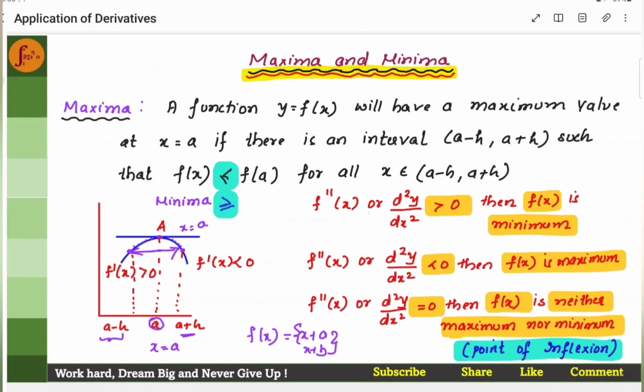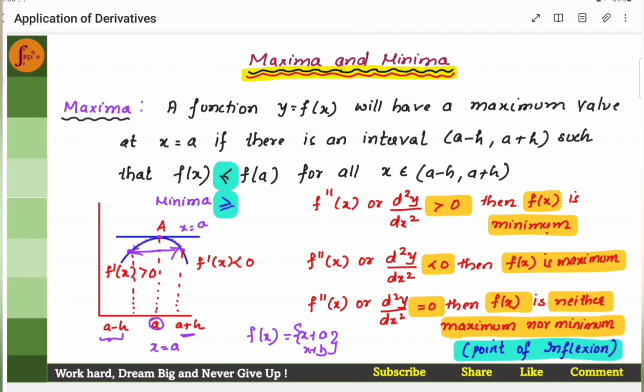You'll have to find the double derivative, the second order derivative. You have to differentiate twice. When you differentiate twice, if you get a value greater than 0, then the function at that particular point is minimum. Similarly, if you get less than 0, then the function is maximum. If it is equal to 0, then the function is neither maximum nor minimum. And the point at which this double derivative becomes 0 is called the point of inflection.